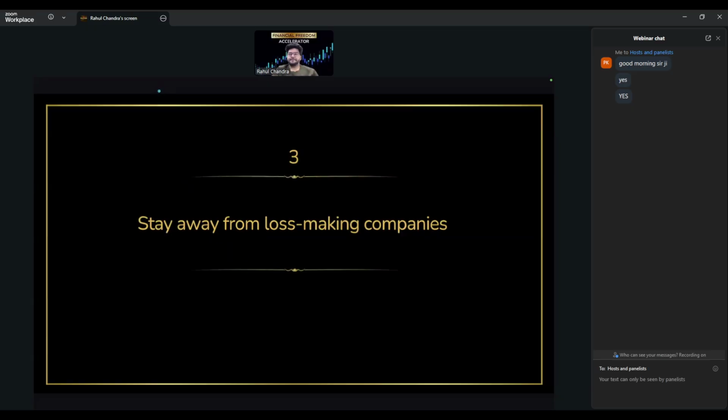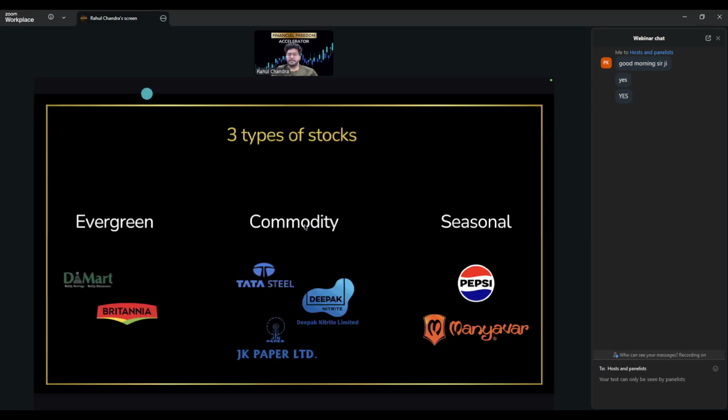Okay. Then, before I tell you what the fourth checklist is, I want to tell you about the three different types of stocks. From a consumer standpoint, what are the three different types of stocks? Siddharthji, I'll come to that. So we have evergreen stocks. What do I mean by evergreen stocks? Like DMart, Zomato, Britannia. There is everlasting demand, right? Around the year, there is demand for these products. That is why we call them evergreen stocks.